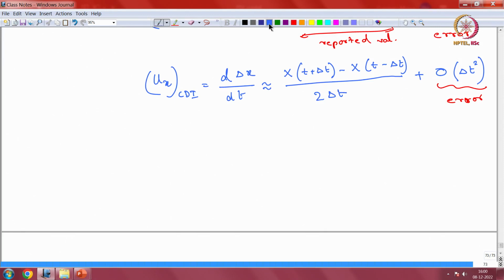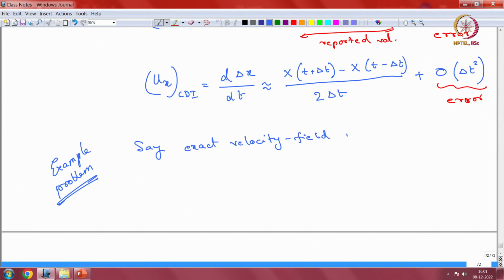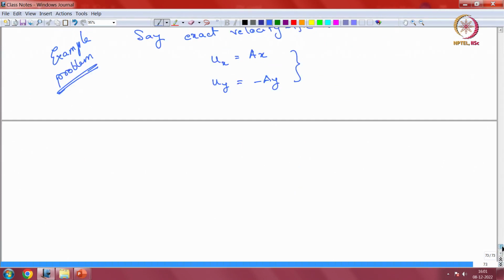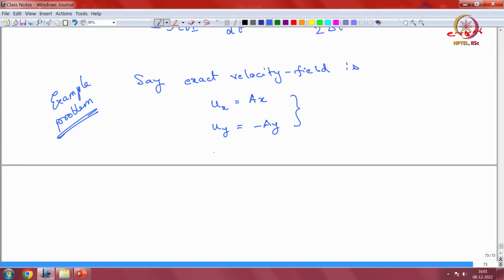We want to see this with an example. So, what I have done is I have composed an example problem. So, let us do this example problem, and let us say the exact velocity is available to you. Okay. So, say the exact velocity field is available, and this velocity is given by ux equal to a times x, and for uy it is minus a times y. And you have to calculate the error in evaluating this using the forward difference and the central schemes.